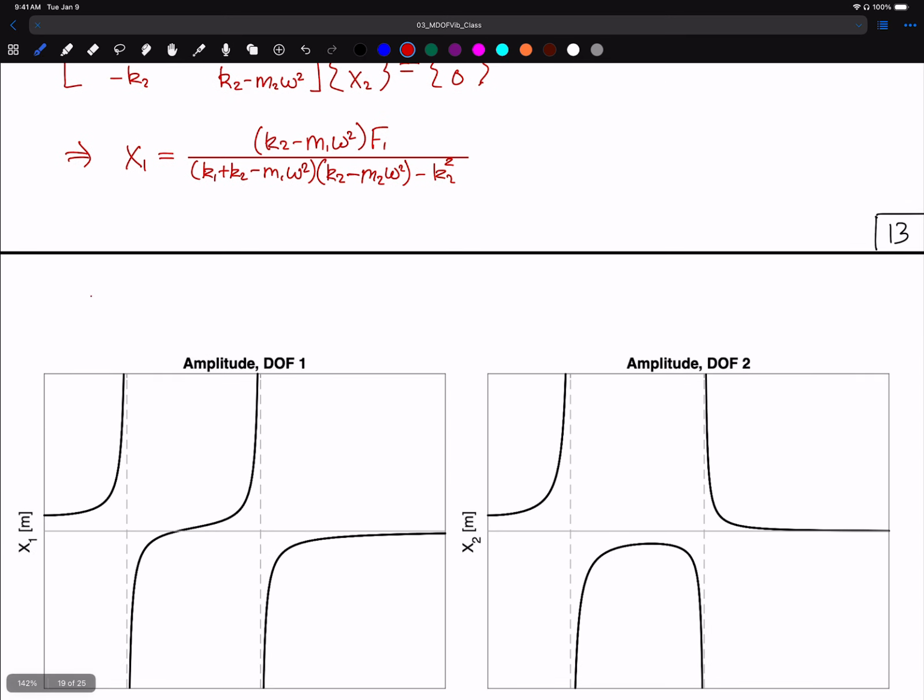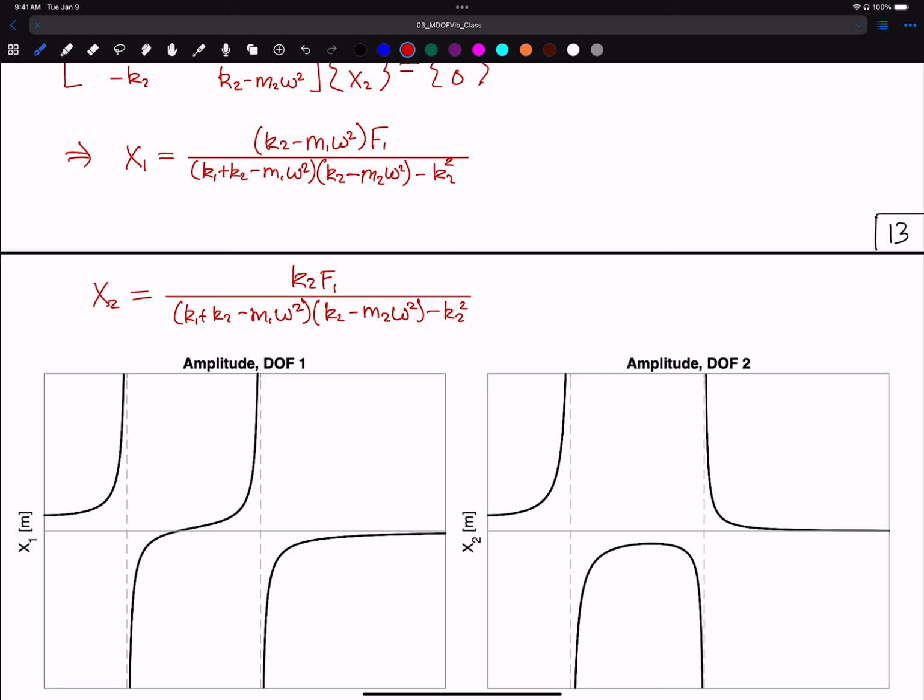And I'm going to do x2 on the next page. x2 is going to be equal to another big fraction. We'll have the same thing in the denominator. So we're going to get K1 plus K2 minus M1 omega squared, and the quantity K2 minus M2 omega squared, minus K2 squared. Now in the numerator here, we end up with only K2 times F1. All right, and so that is the solution to this example problem.